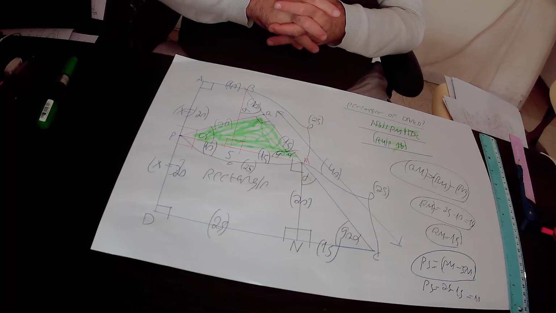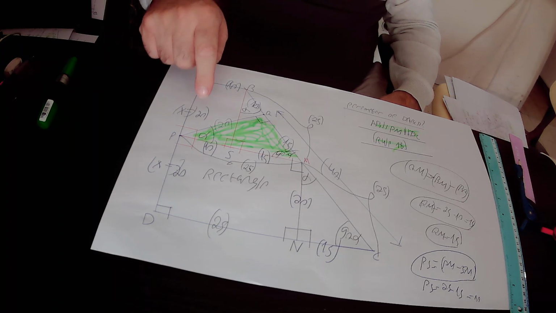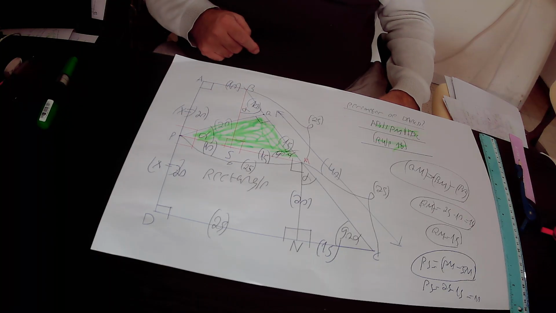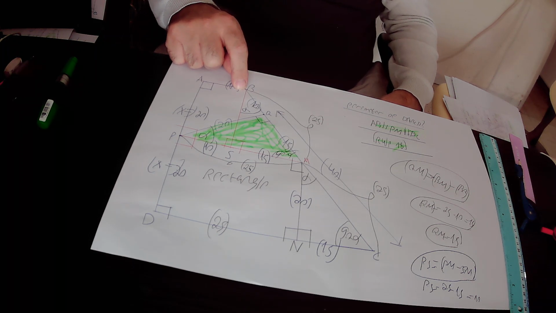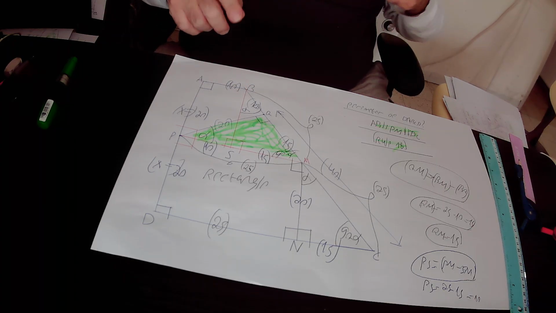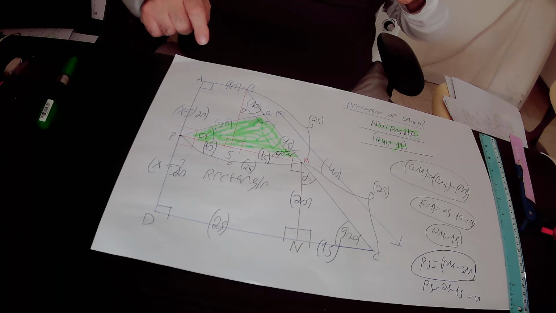So in quadrilateral ABSP, we have 1, 2, 3 right angles, and therefore this fourth angle must equal 90 degrees, according to the rule that the sum of the angles in any quadrilateral is equal to 360 degrees. So in quadrilateral ABPS we have 4 right angles, and therefore quadrilateral ABPS is a rectangle.